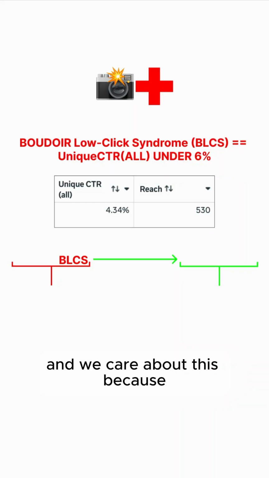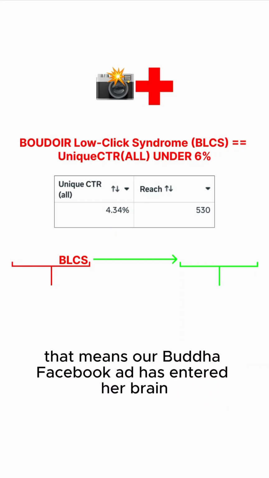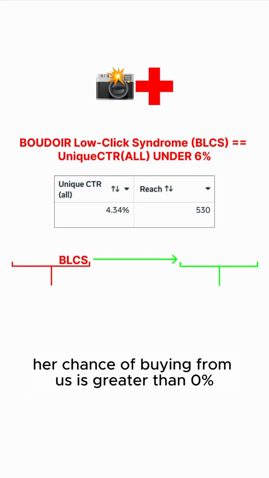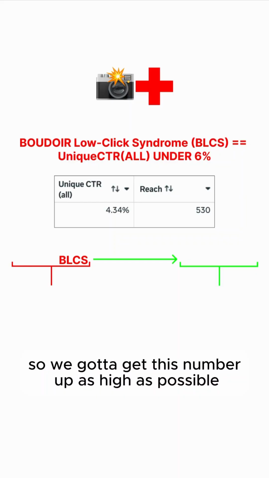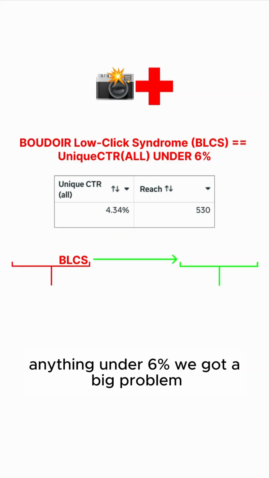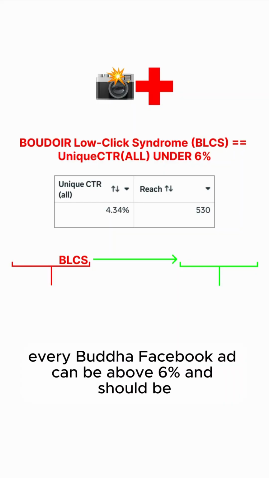And we care about this because if a woman's clicking on our Boudoir Facebook ad, that means our Boudoir Facebook ad has entered her brain. And that is the only way her chance of buying from us is greater than 0%. So we got to get this number up as high as possible. But 6% is the minimum. Anything under 6%, we got a big problem. Every Boudoir Facebook ad can be above 6% and should be.